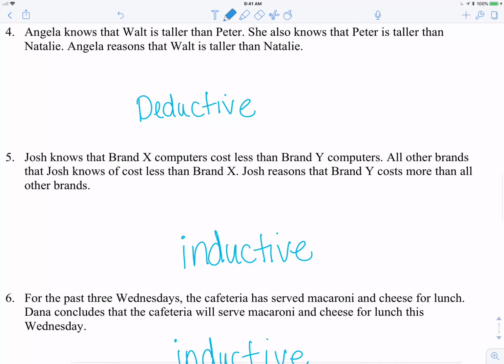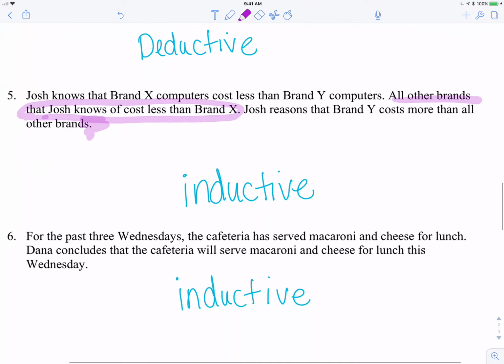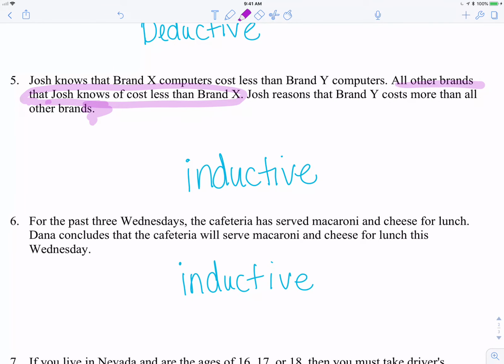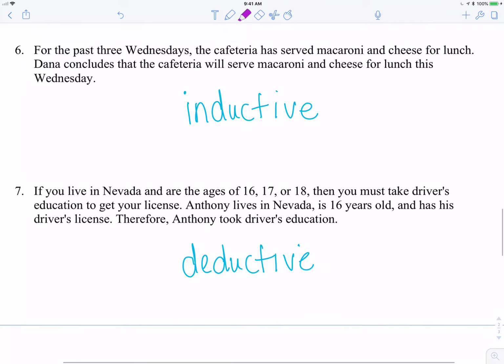Number 5 is an example of inductive reasoning, and it's inductive because of this statement right here where it says Josh, all other brands that Josh knows of. He doesn't necessarily know every single brand that there is, so he's just going by his observations. That's inductive. Number 6 is also inductive. There's no law that says macaroni and cheese has to happen on Wednesdays.